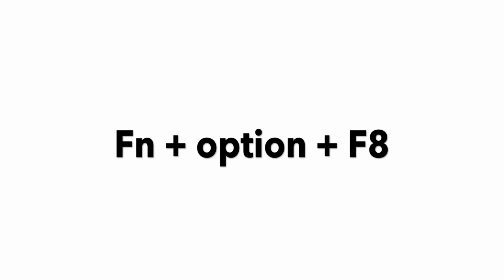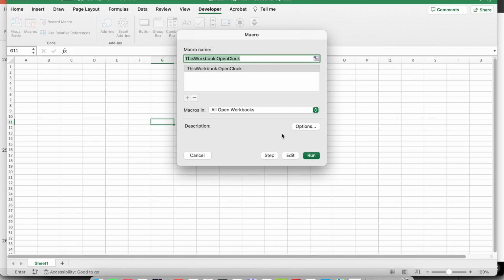To run the macro, press FN option and F8. After the window appears, select the macro to run, then click the Run button.